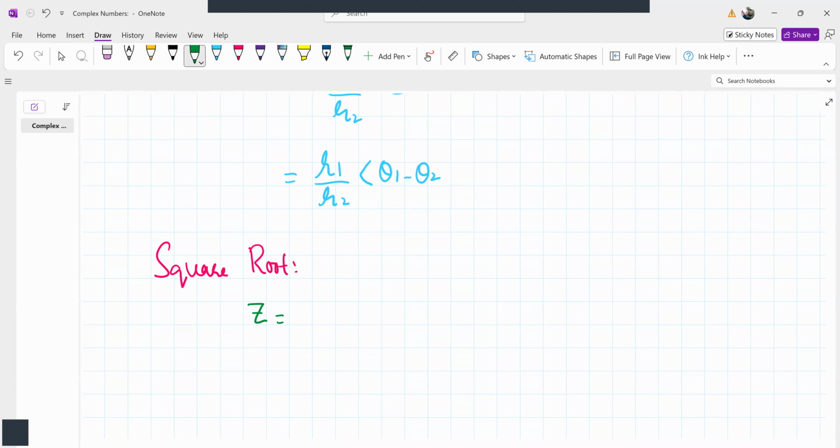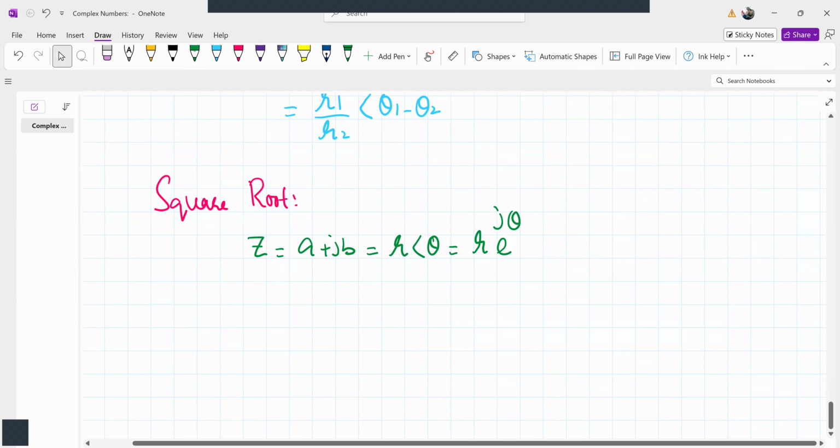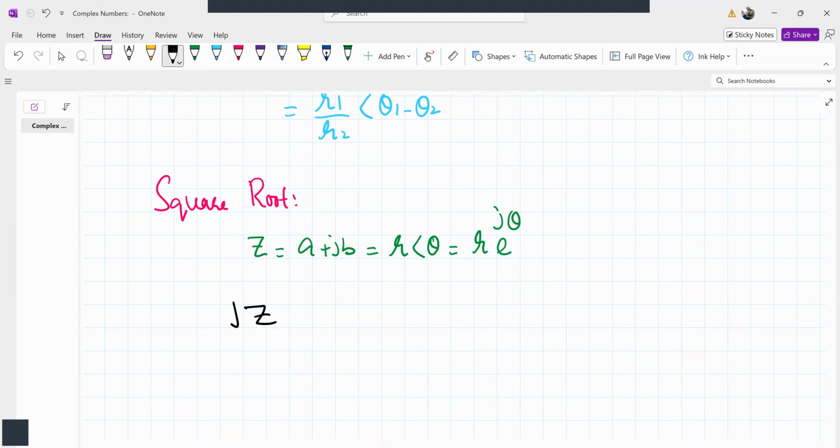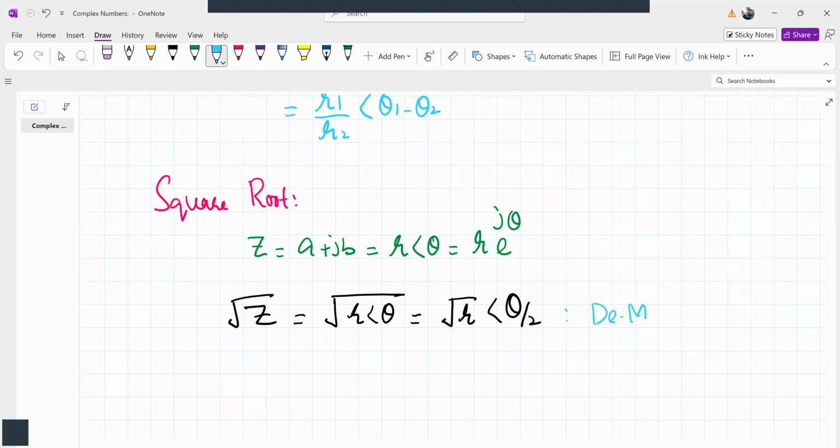Suppose z is given as a plus jb. We can write it in the polar form as r at an angle of theta, which is the same as r e to the power of j theta. If we have to compute the square root of this, how can we do that? Let's use the polar form or Euler's form. This can simply be written as under root of r at an angle of theta by 2. This result comes from de Moivre's theorem. You can check the proof from any book.